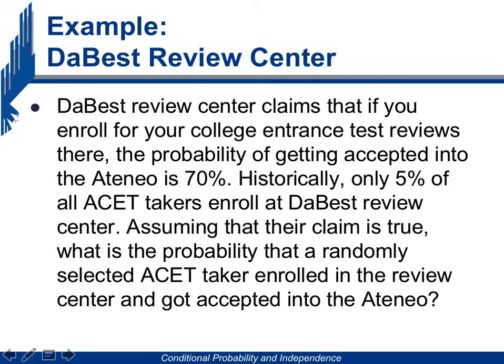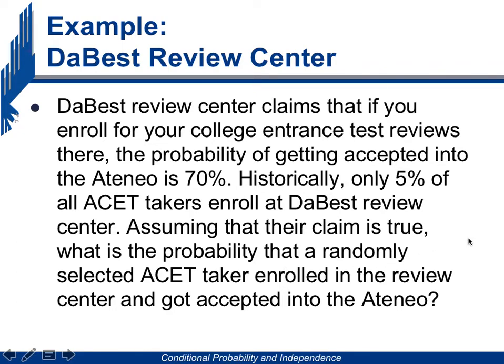Or you can also start by breaking it down further into the experiment, the experimental outcomes, the sample space, and the events. So in this example, our experiment involves randomly selecting a student. So that's the experiment. And then the outcomes of that experiment are the different students. Now, some of the students have taken the ASSET, some of them were accepted, some of them enrolled in the Best Review Center. So those are the relevant events in this experiment.